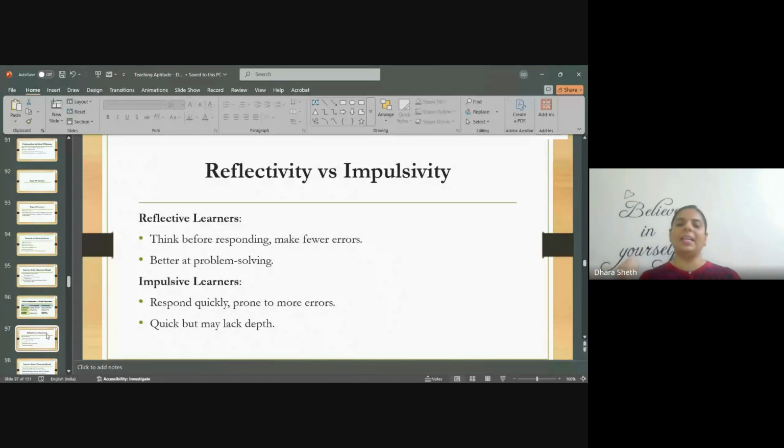Impulsive learners remember quickly, they respond quickly, but speed leads to lower accuracy. So there are chances of more errors. Okay, they are quick, but they may lack the depth that reflective learners have. So this is again a classification of learners.